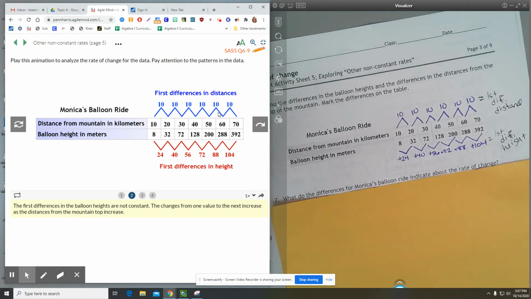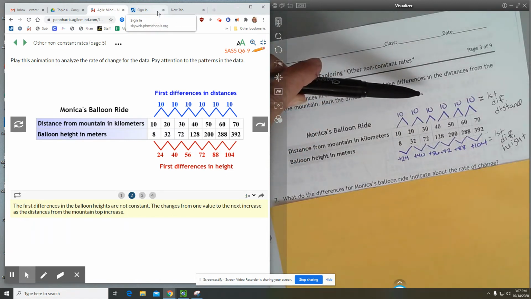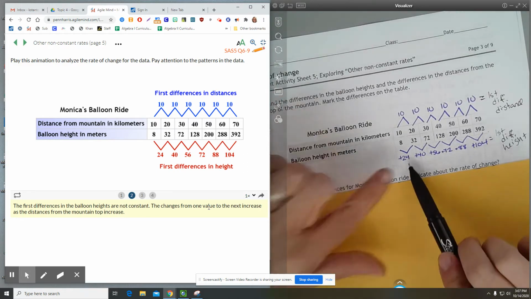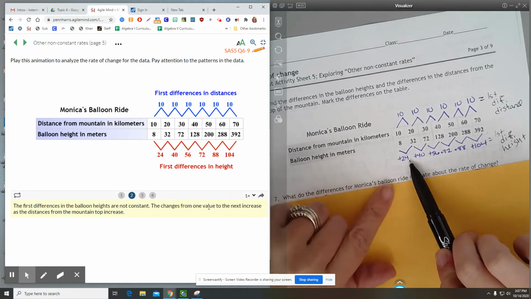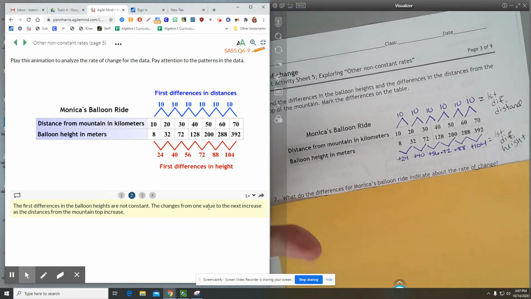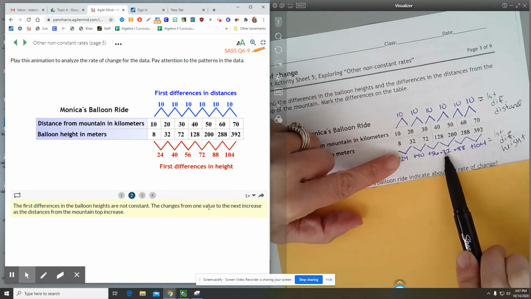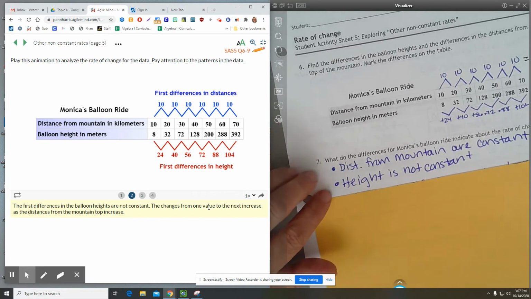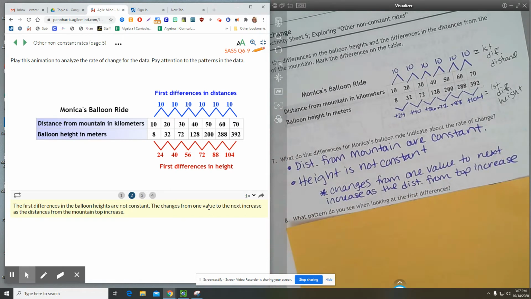Okay. What are some things that we notice? What I notice is that my distance from the mountain is constant, but my differences in the height are not constant. The changes from one value to the next increase. So not only is it increasing in height, but from each change, it increases a 24-foot change to a 40-foot change to a 56-foot change. Sorry, meters, not feet. But you get the picture. As the height increases, the change also increases. So again, the distance from the mountain is constant. My height is not constant, and it changes from one value to the next, increasing as the distance from the mountain increases. So again, guys, what pattern do we see when we look at the first differences?